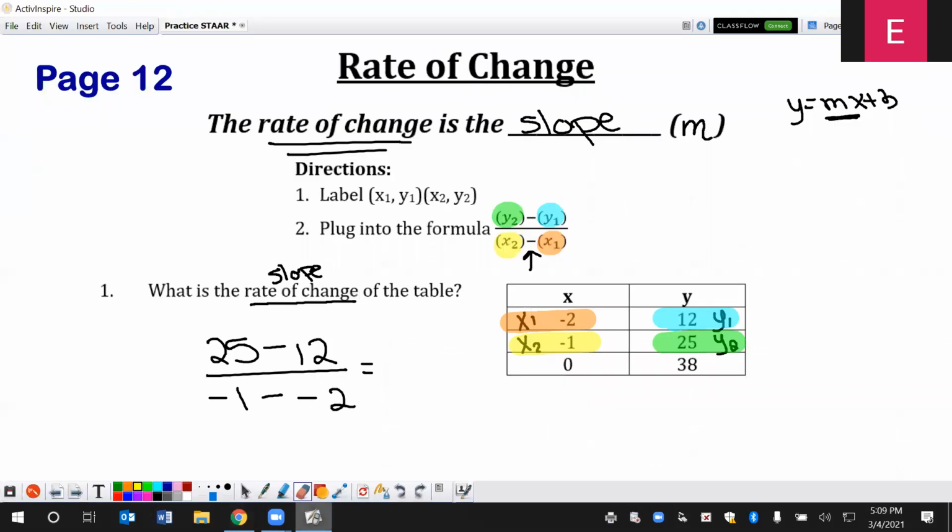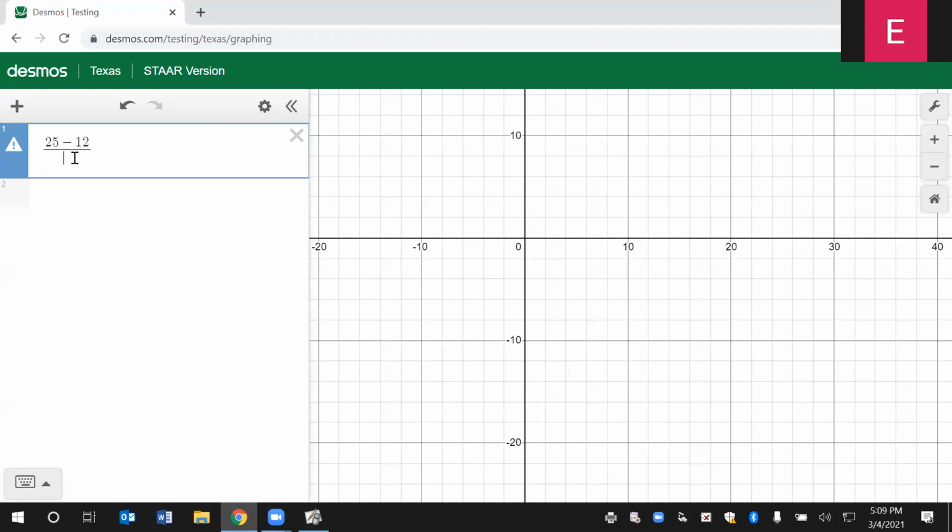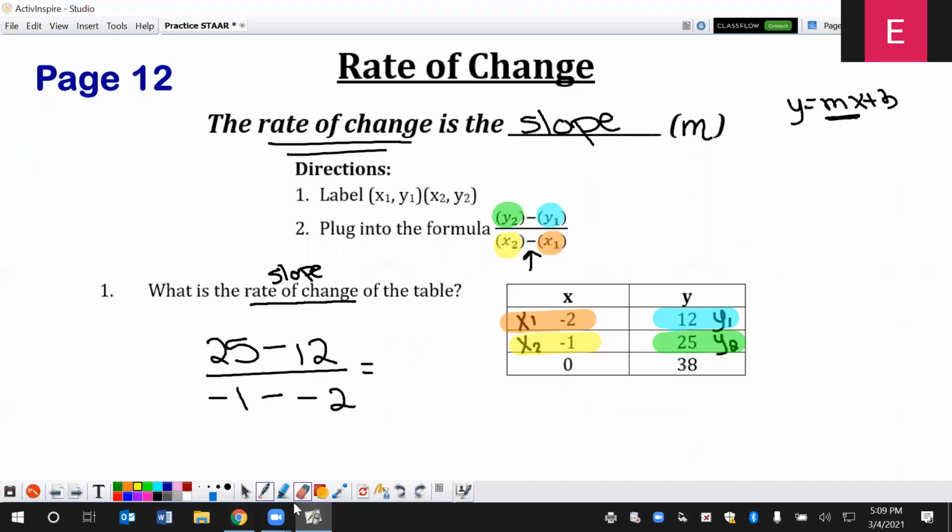And on the bottom, I have -1 minus -2. My answer is 1/3. So here my answer is 1/3, and I'm done. That's my slope. Did I write 130? I was thinking of a fraction. Sorry, 1/3.